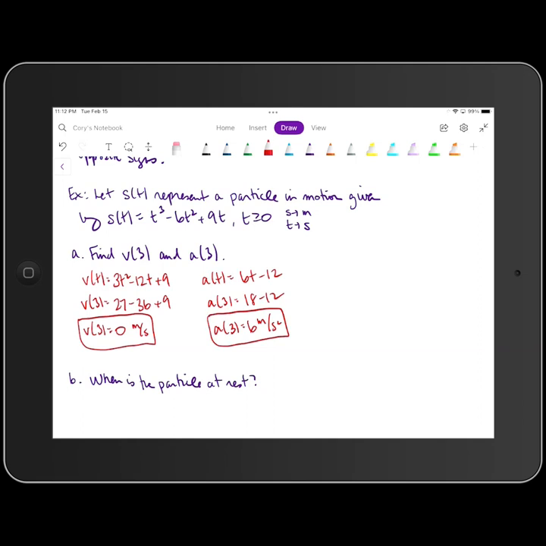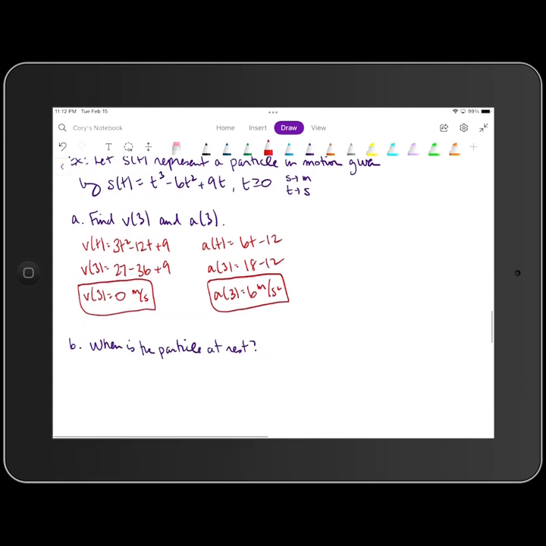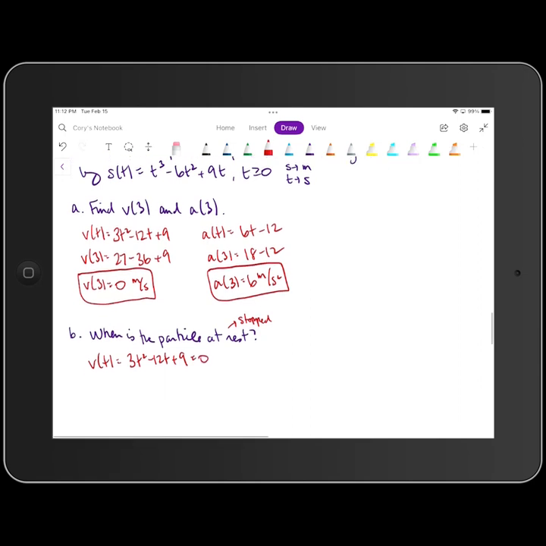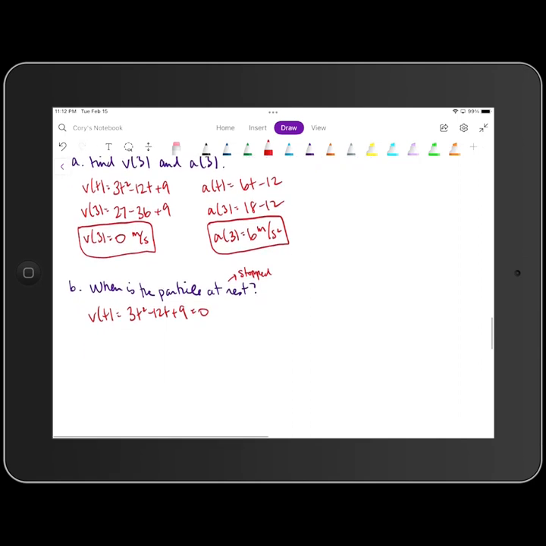Okay, on to part B. Part B asks, when is the particle at rest? When we say something is at rest, it's asking when the particle is stopped or not moving. So we want to find where v of t, which is 3t squared minus 12t plus 9, is equal to 0. We have a quadratic equation that we're going to solve here.